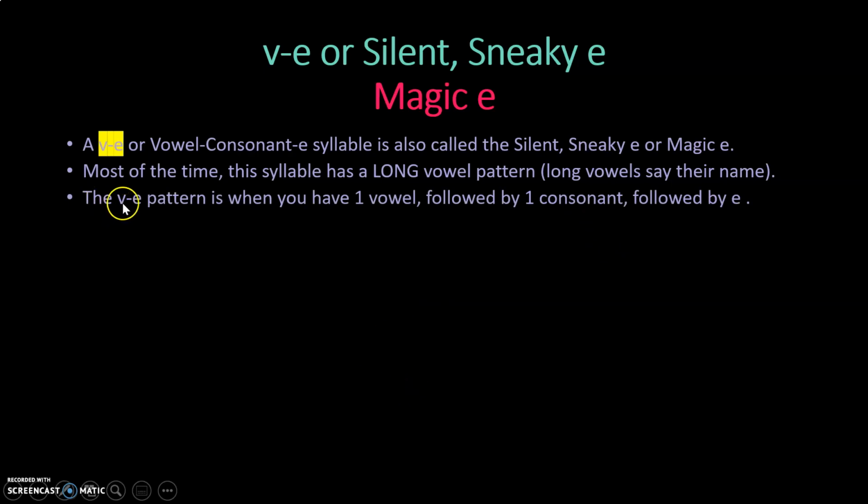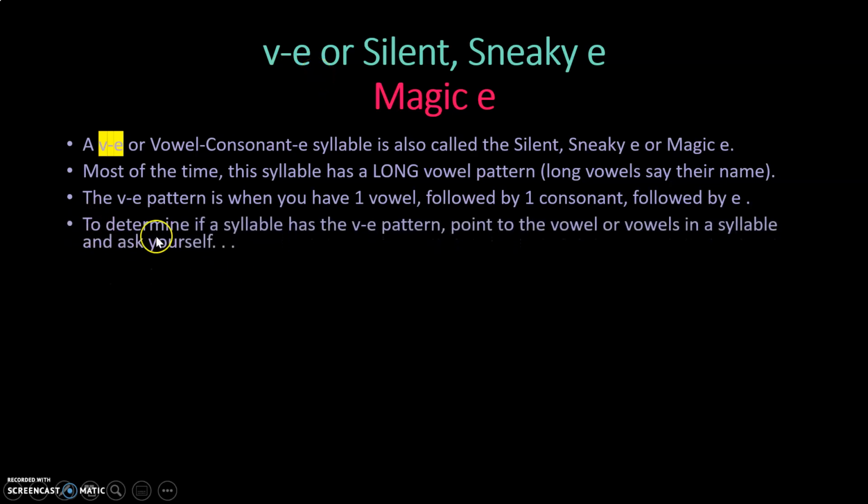So the vowel, this little dash means consonant, the vowel consonant silent E pattern is when you have one vowel followed by only one consonant followed by E. So it has to have one vowel, one consonant, E. Again, one vowel, one consonant, E.